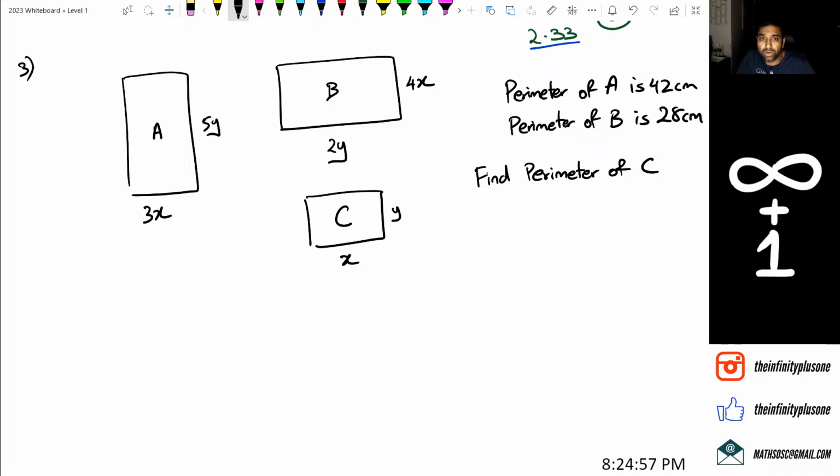So this is pretty much what we're doing. I've got a simultaneous equation question with perimeter. Rectangle A is worth, just want to double check I've done this right, 42 centimeters, that's correct. B is 6, 2y, 4x, 28, yep, and we want to find the perimeter of C. That is epic, Jim Joe. I'm going to give you guys about 2.5 minutes for this.